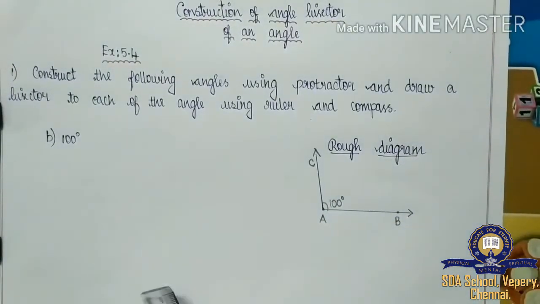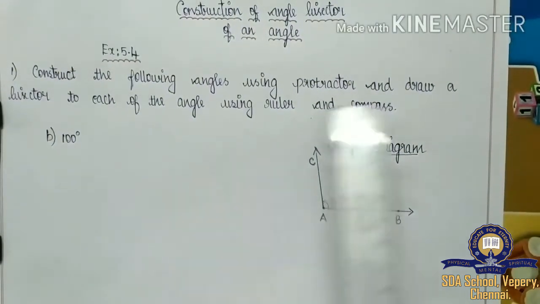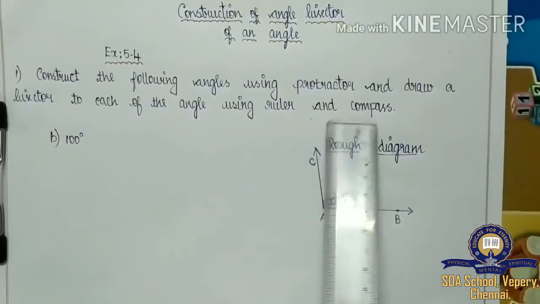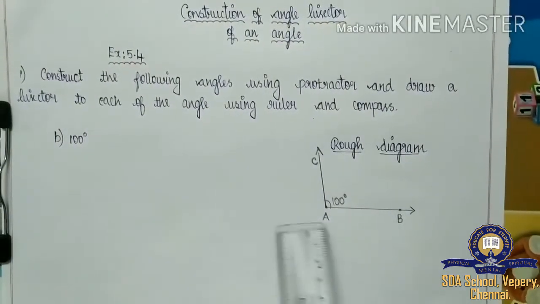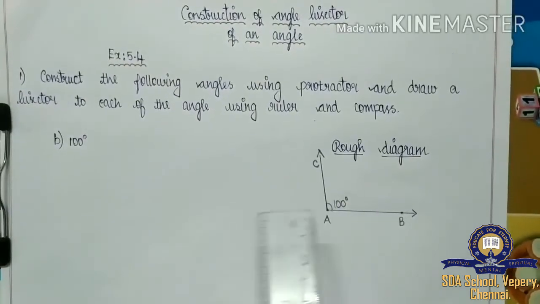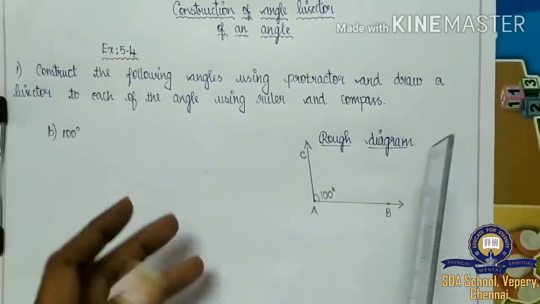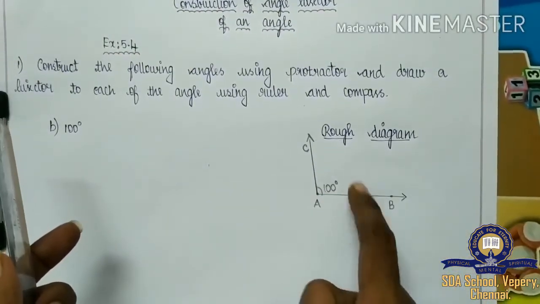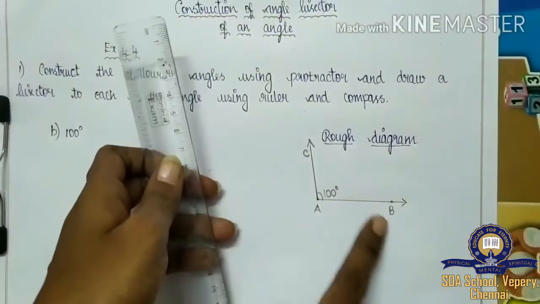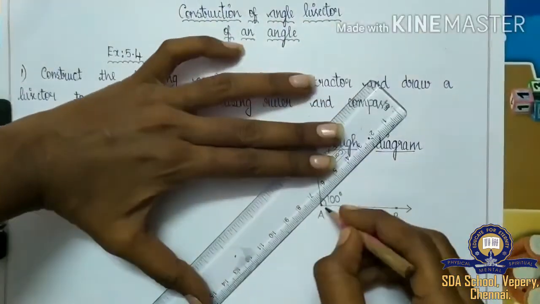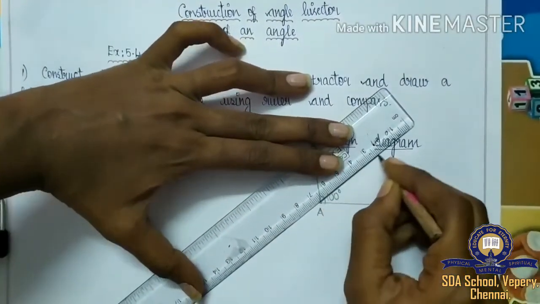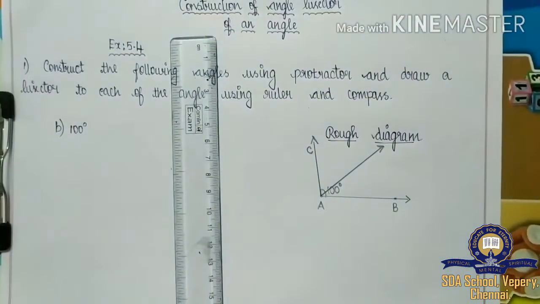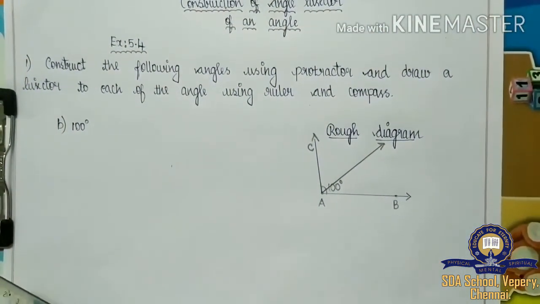Okay. Now next, draw a bisector to each of the angle using ruler and compass, right? So you should draw a bisector for the given angle. In the definition we have learned that the bisector means it divides an angle into two equal angles. So we are going to divide the angle into two equal angles. So just draw a bisector line. Okay. Now we will move on to our fair diagram.